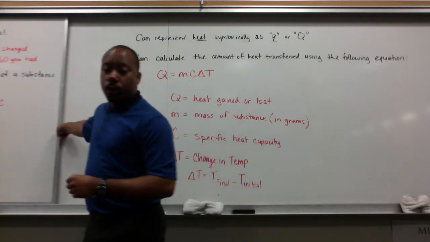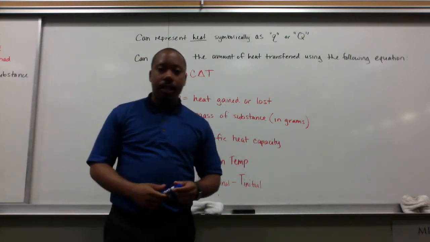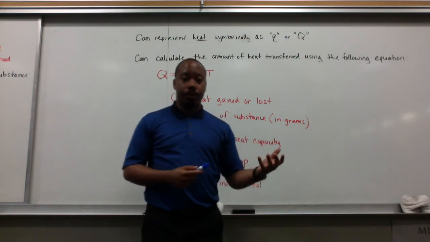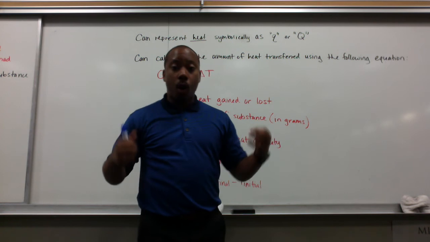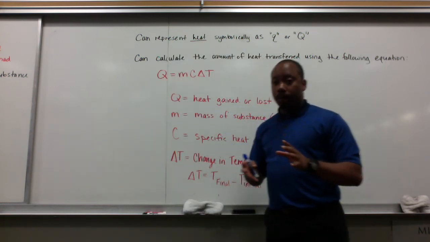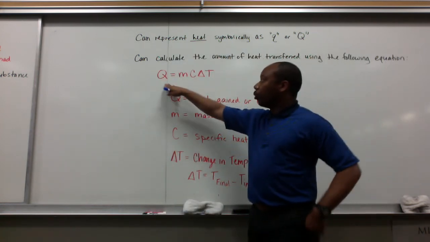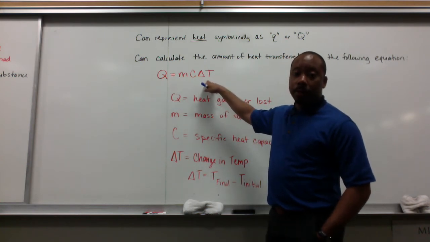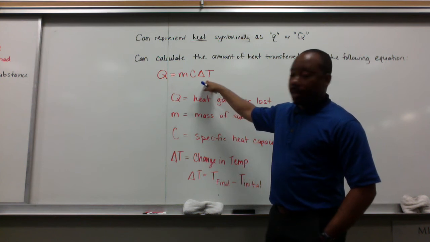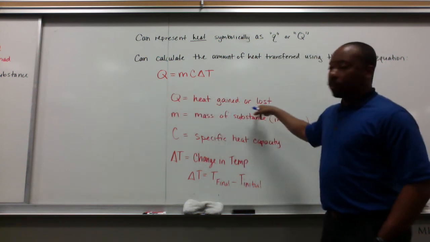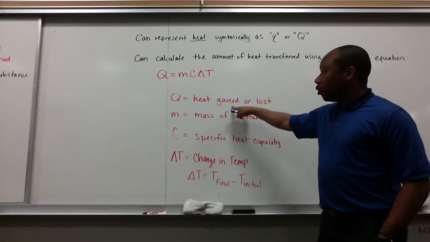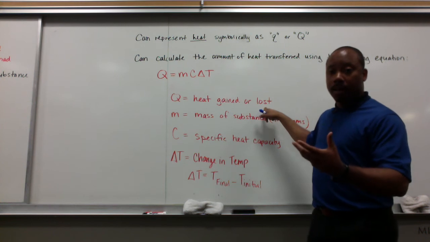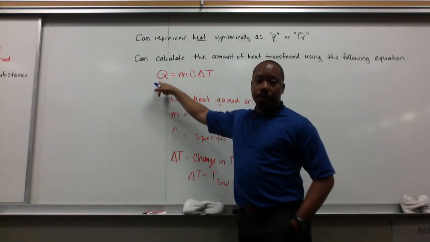Now lastly, we can represent heat symbolically as Q. Sometimes you'll see it as a lowercase q or an uppercase Q. And we can start to quantify the amount of heat transferred using this equation. Q equals mcΔT, often said as Q equals mCΔT. Now Q is the heat gained or lost. If heat is gained, you'll end up with a positive Q value. If heat is lost, meaning it's exothermic, you'll end up with a negative Q value.